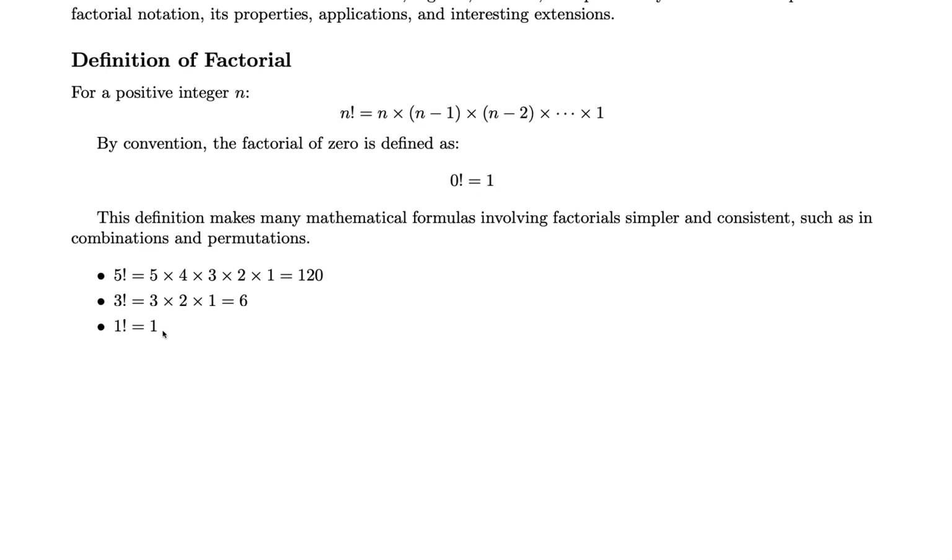1 factorial is 1, and just by the definition we want to say that the factorial of 0, or 0 factorial, is equal to 1, and this definition will help with our working with factorials simpler and consistent, and when we use it we can perform some algebraic manipulations. Okay, so let's take a look at an example of permutations.